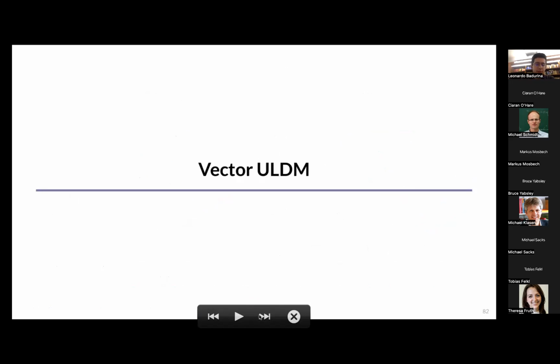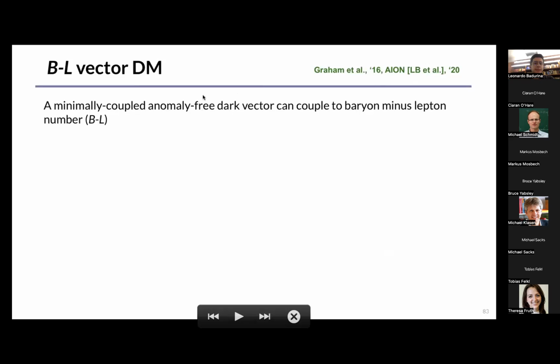Let me say very briefly a few words on vector ultralight dark matter. So far, the main focus of the vector dark matter program at AION, or in general at atom interferometers, has concerned the possibility of having a dark matter candidate, a vector which is minimally coupled and anomaly free, and this is coupled to baryon minus lepton number. This is indeed one of the simplest realizations for a minimally coupled vector photon.